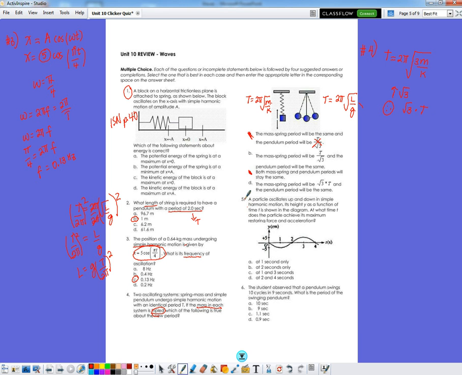Okay, number 5, and by the way, number 5, just look at your ISN page 40 as well. You will see when is the restoring force and acceleration maximum.